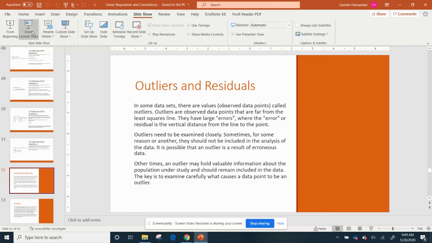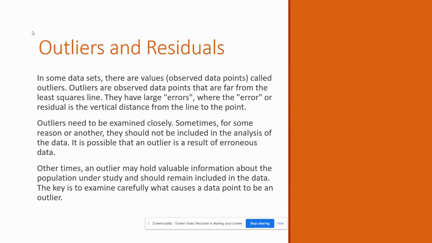Now we're going to talk about outliers and residuals. So we talked about outliers when we talked about descriptive statistics, and that's a data point that's far from the regular data. In regression, we think of outliers as being observed data points that are far from the least squares line, or the regression line. They can have large errors, where an error or residual is the vertical distance from the line to the point.